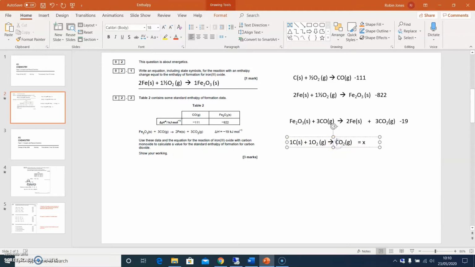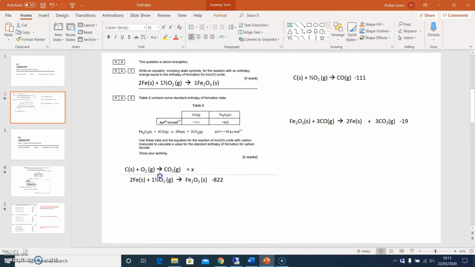Get rid of the ones now, simplify it. Now we know we've got it right, and that is an unknown value. That's what we've got to try and find out. We're going to call that X. That's the enthalpy change that we're trying to find out, the delta H, which we're going to call X. Now we need to match it up. I'm going to take the big equation. That's my one that I'm going to start off with, and then all the other little ones will match around it.